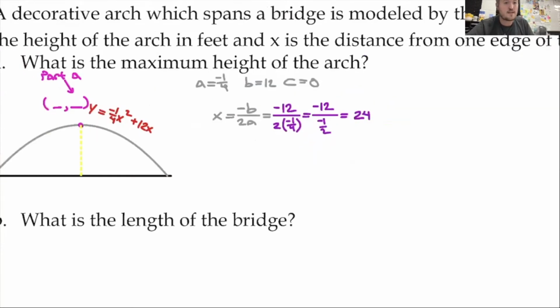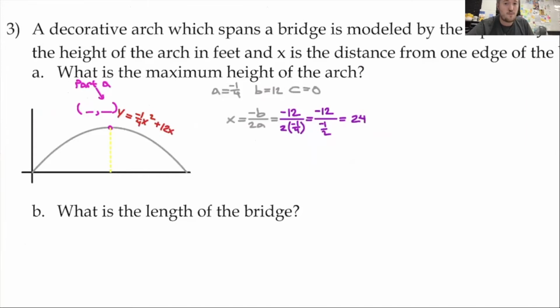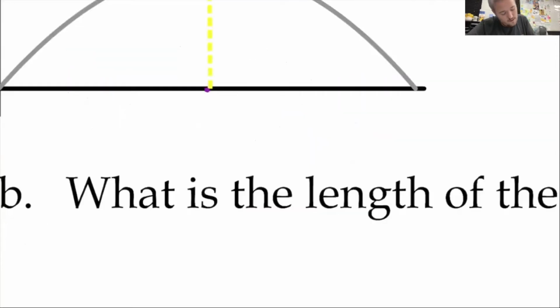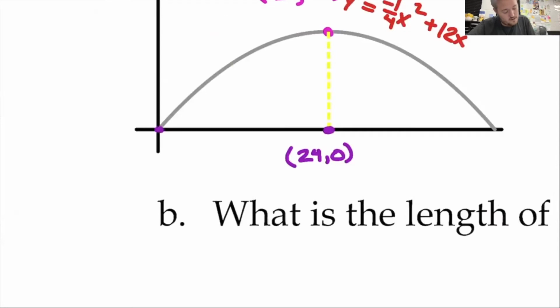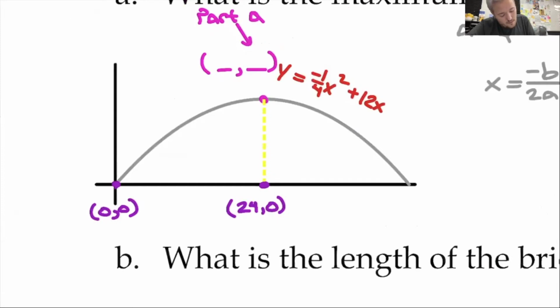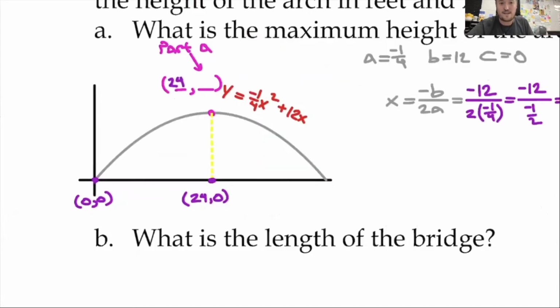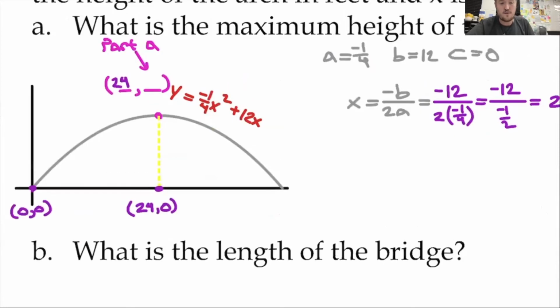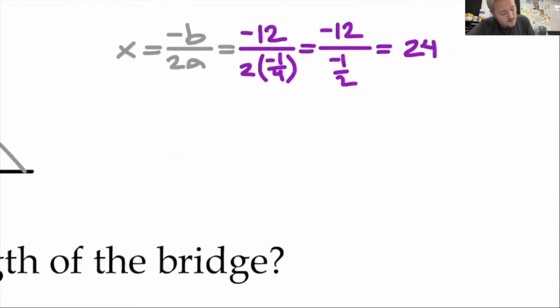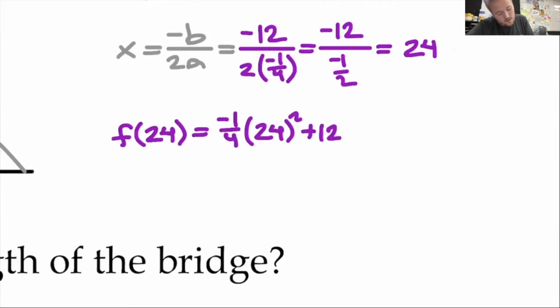All right, so the x value represents distance. So the midpoint right here is going to be 24, 0. So that's our midpoint. So over here, this is the origin, 0, 0. And then we know this is going to be 24, something. So now we've got to find the actual height. All right, so over here, now I'm going to plug in that 24. So -1/4 times 24 squared plus 12 times 24.